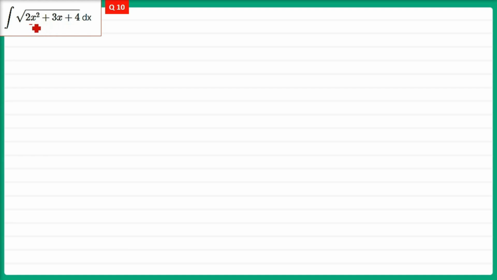We don't need anything in front of x square because we want to make it a perfect square. If you take 2 outside, whenever we take something outside, it is just dividing every other element inside. So we have x square plus 3 by 2x plus 2, and this all is inside.